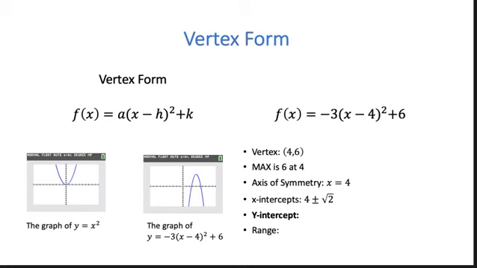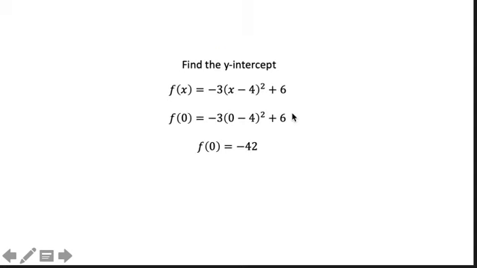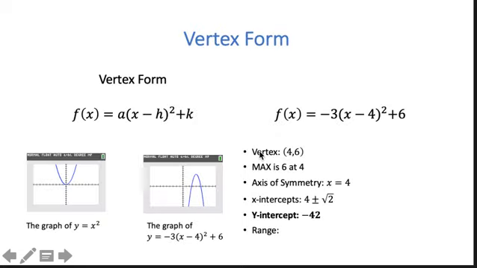Next up is the y-intercept. The y-intercept is where the graph goes through the y-axis. So it's where the graph is when x is equal to 0. So it's the value of f of 0. We plug 0 into the equation. This is different than the x-intercept. And when we plug 0 into the equation, we get -42. So the y-intercept is -42.